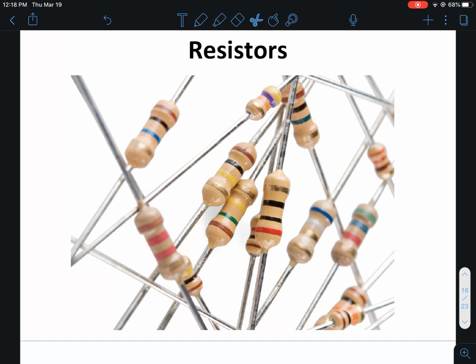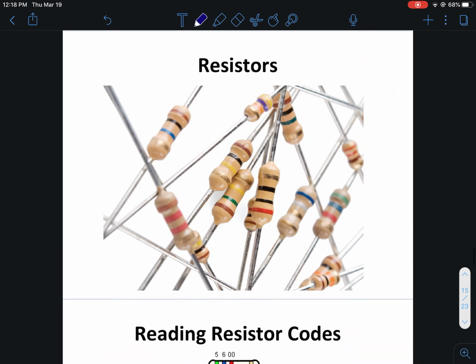If you notice, they have wires on one end, and then they have this body that creates resistance. Inside that, we don't need to talk about it, but basically the wire takes a lot of twists and turns and creates a certain amount of resistance for the electricity to flow through.